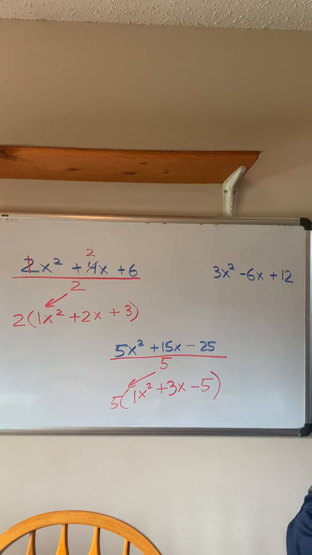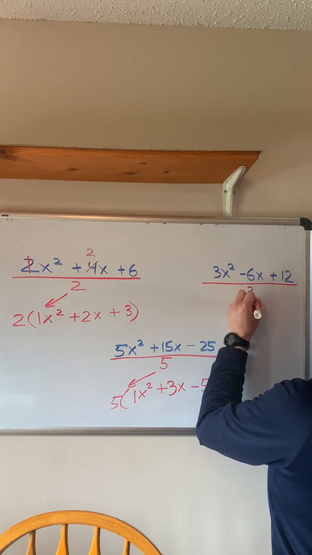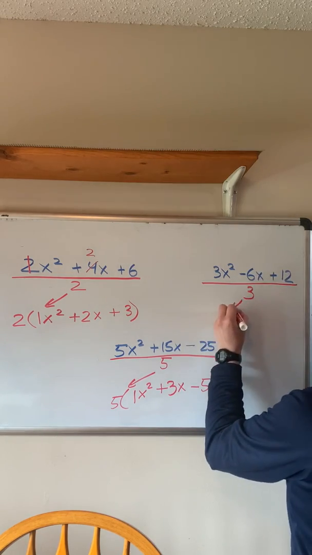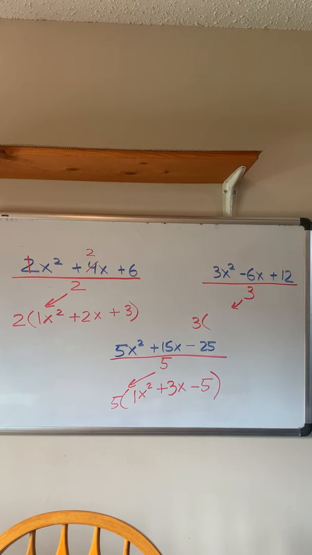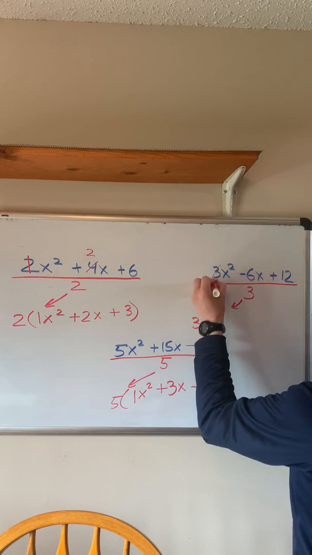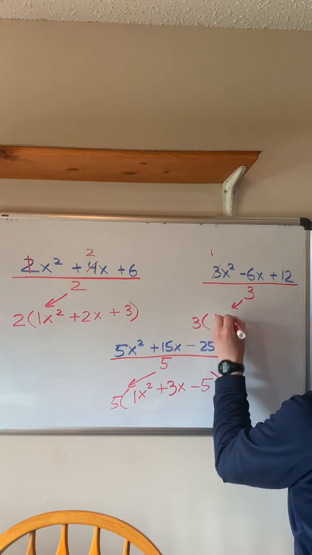All right, one more here. So 3x squared minus 6x plus 12. I factor out by my GCF. I bring this guy down here. 3x squared divided by 3. How many times does 3 go into 3? That's once. I bring down my x squared.